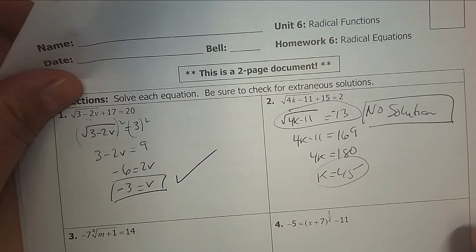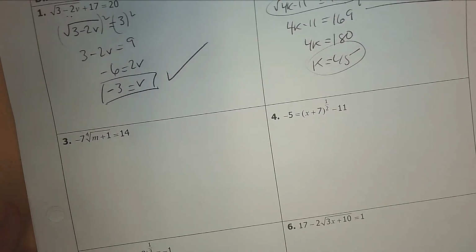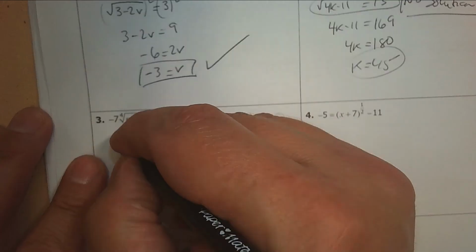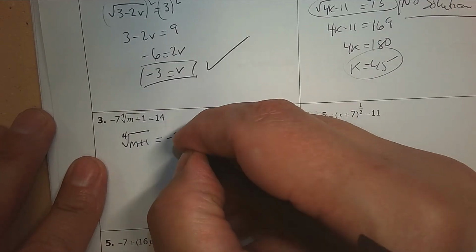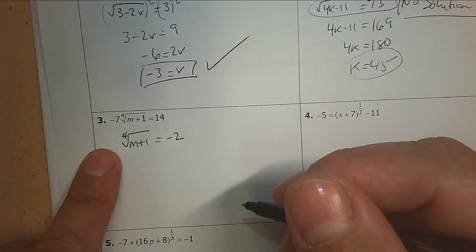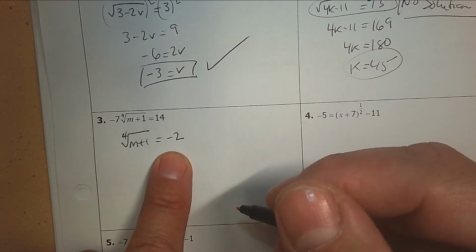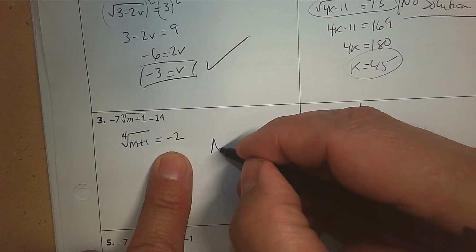All right, number 3. Again, an even root, so I need to be careful. So the first step is I need to divide by negative 7. So there is no even root that could equal negative 2. It can only be a positive answer. So that means right away there's no solution.